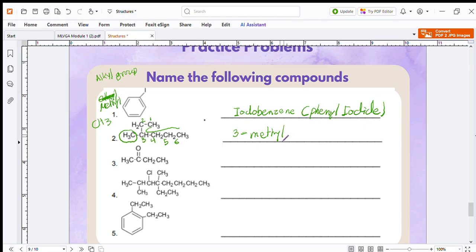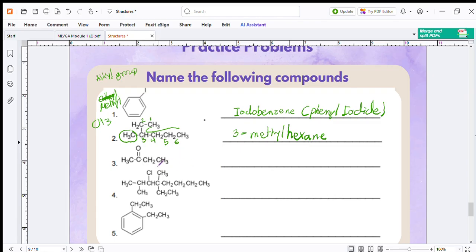So sabihin natin hex. Then tingnan natin po, ano po ito? Alkane ba siya? Alkane, alkene, or alkyne? As we see here, there are no double bonds, there are no triple bonds. So yung pag ano lang po, single bond, that's called alkane. So sulatin natin ane. Kasi that is the suffix of the alkanes. Sige. So tapos na po tayo sa number 2. Let's go to number 3.